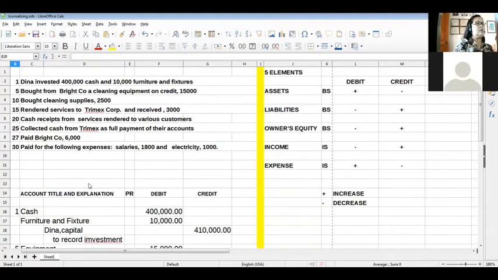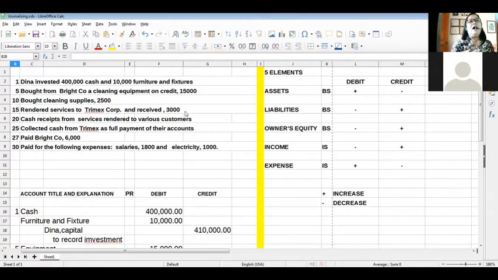Next entry, next. Okay. On March 15, rendered services to Trimex Corporation and received 3,000. Okay? Sa Tagalog, ang ibig sabihin dito, si Binalinis Company ay nagbigay siya ng service kay Trimex Corporation. So si Trimex Corporation ay kanyang customer. Ngayon, si Dina, dahil sa kanyang service na binigay kay Trimex, binayaran siya ng 3,000. Okay? Received 3,000.